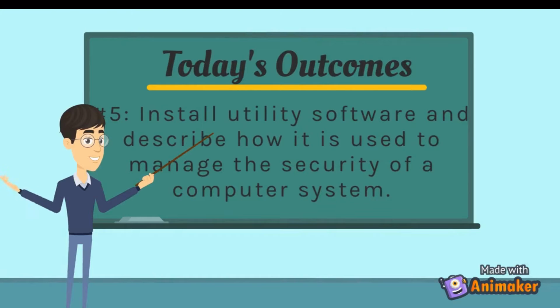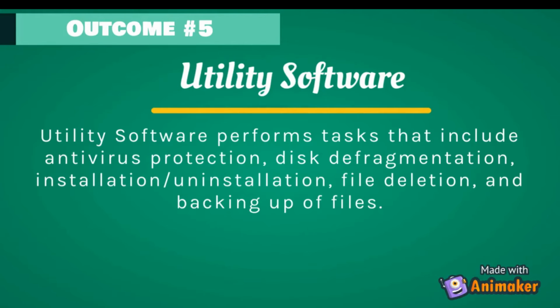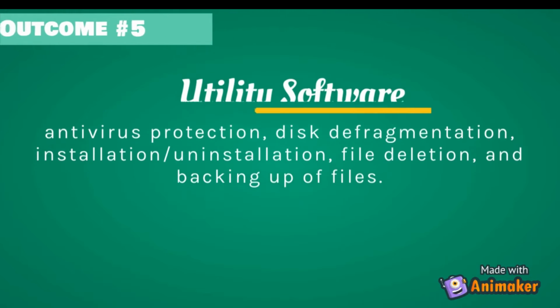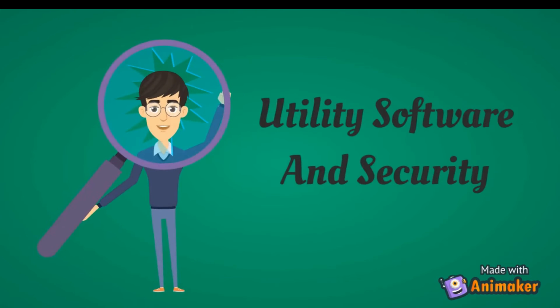Now for today's outcomes. Number 5. Install utility software and describe how it is used to manage the security of a computer system. Utility software. Utility software performs tasks that include antivirus protection, disk defragmentation, installation or uninstallation, file deletion, and backing up of files. Let's talk about utility software and security.